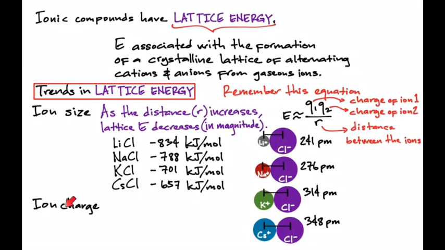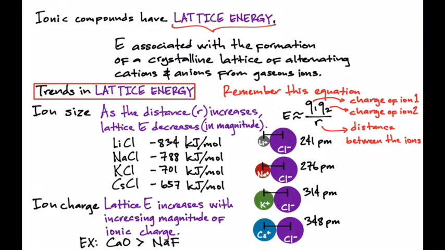And in terms of ionic charge, lattice energy is directly proportional to the ionic charge. So as the ionic charge increases, lattice energy also increases. An example here is between calcium oxide and sodium fluoride, right? The ionic charge of calcium is positive 2. The ionic charge for oxygen is negative 2. So when you multiply the 2, you get a magnitude of 4. 2 times 2 is 4. Whereas for sodium fluoride, you have a positive 1 and a negative 1 for fluoride. So that's a magnitude of 1. And so because of that, calcium oxide has a larger lattice energy than sodium fluoride.